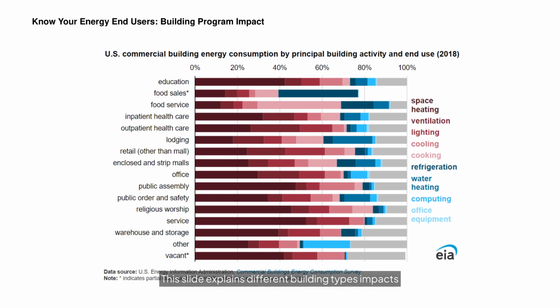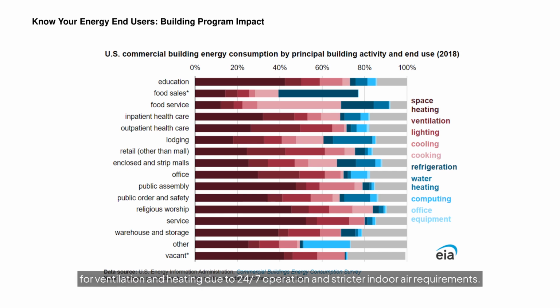This slide explains how different building types impact different energy end users. For example, a restaurant will devote a large portion of its energy to cooking appliances and ventilation to handle all that kitchen heat and smoke in addition to cooling, whereas an inpatient hospital might have huge energy needs for ventilation and heating due to 24/7 operation and stricter indoor air requirements. A school might use a significant chunk on lighting and heating during daytime hours, but little on overnight usage. A bioclimatic design must consider the building's function and program to target the biggest energy drivers for that specific use.